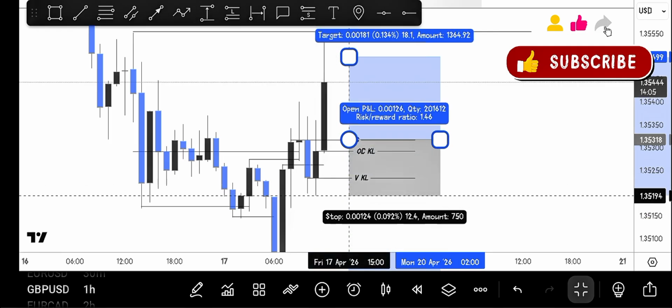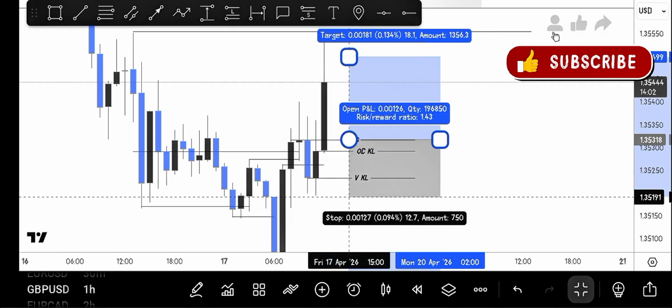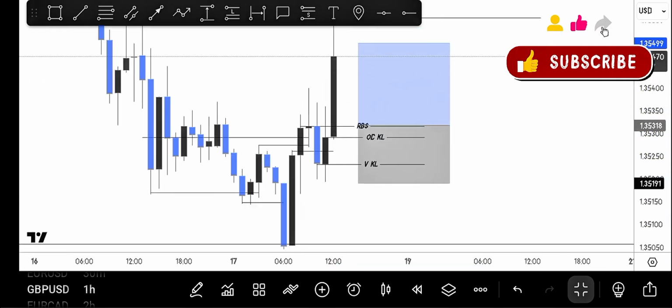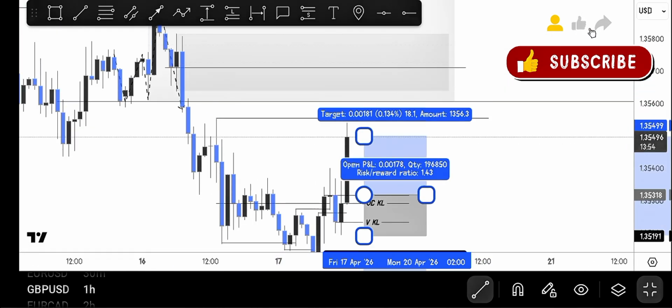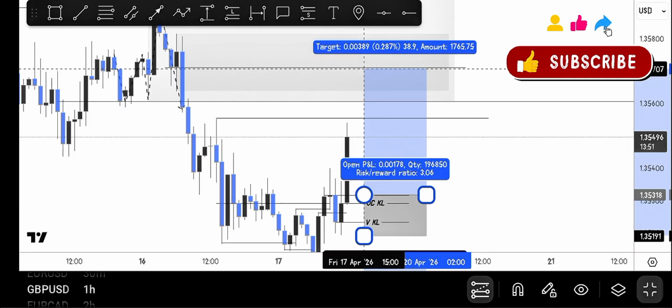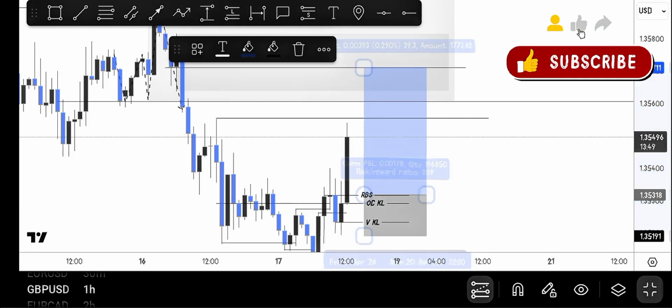I don't know, my entry is a bit wide, as you can see. Let's see, you can see 13 pips. It's still a good one though. So I'll be watching, and my take profit will be here. A nice one is 1 to 2. Wow, a nice one is 1 to 3, guys.